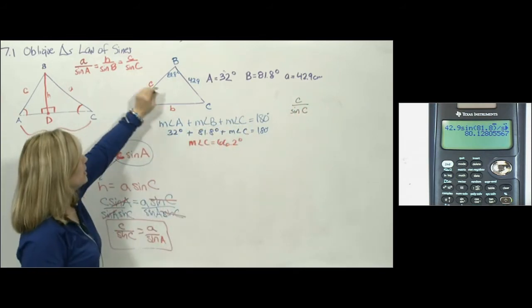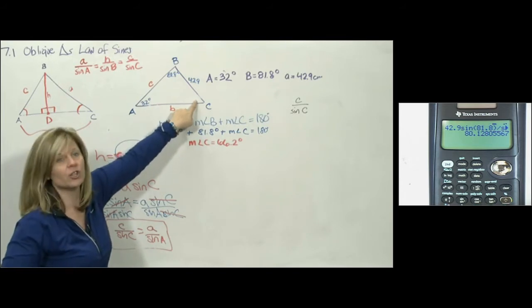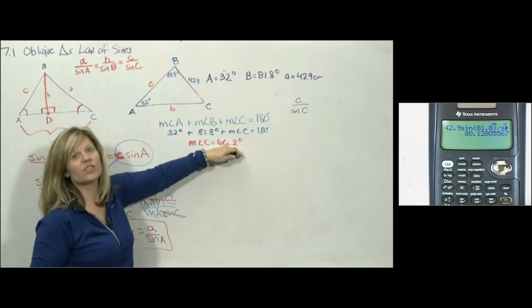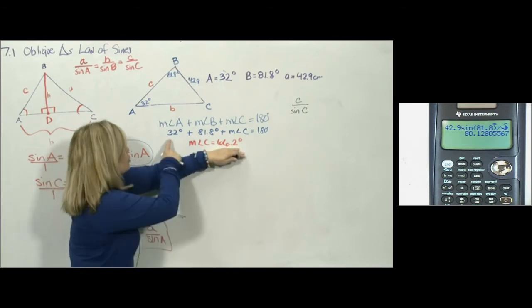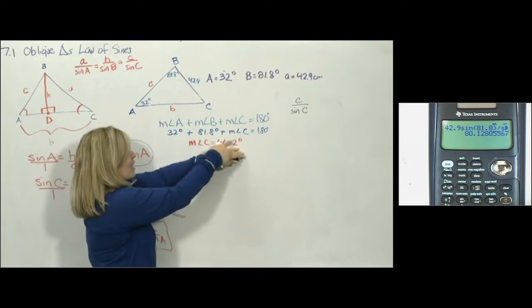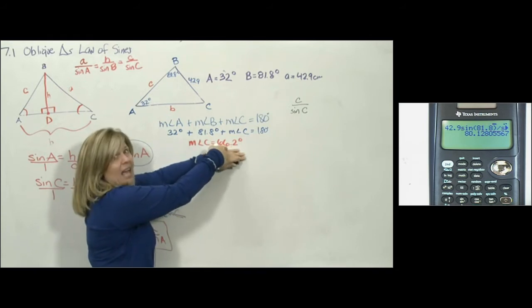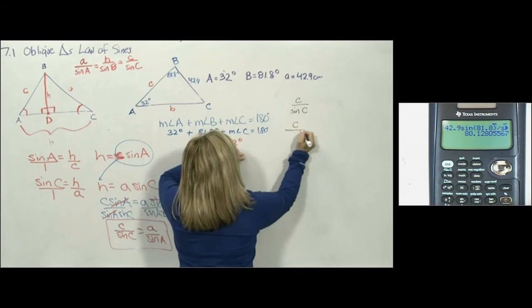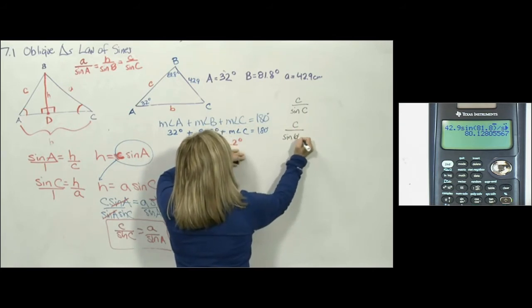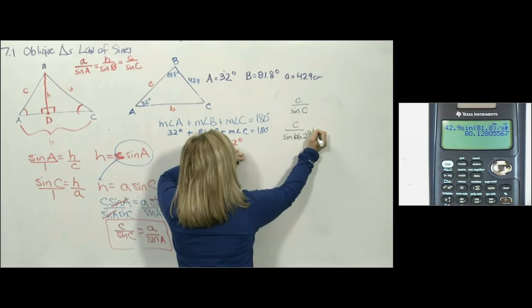Okay, now you're going to say to me, well, I don't know angle C. Yes, you do. You have it here. Was this a rounded answer? No, this was exact. This was your exact angle. This is what you got out exactly. So you can use that. It wasn't rounded. It's exact. So we don't know side C, but we know angle C is exactly 66 and 2/10 degrees.